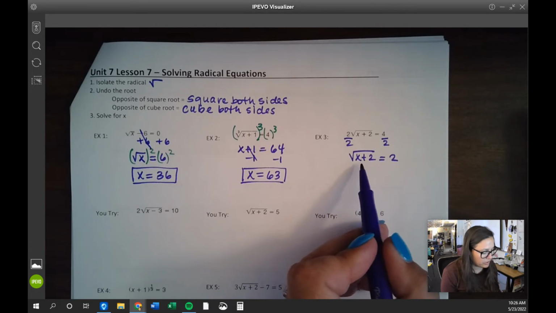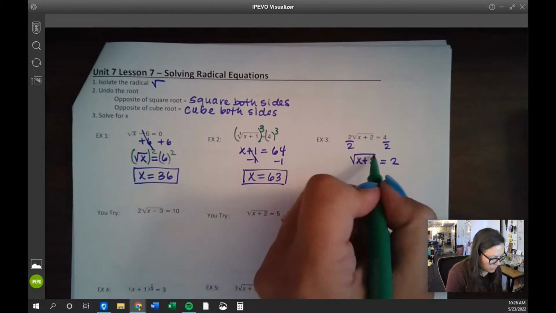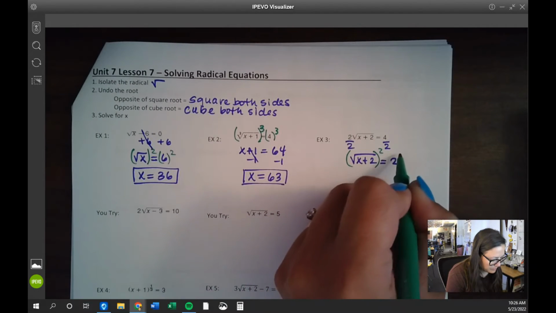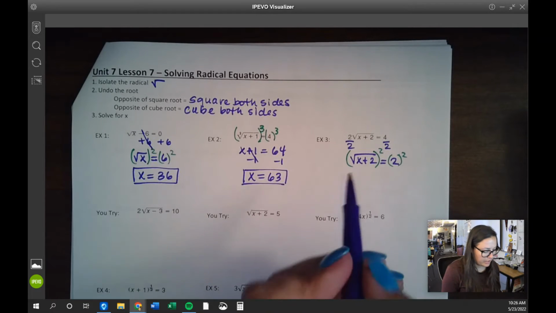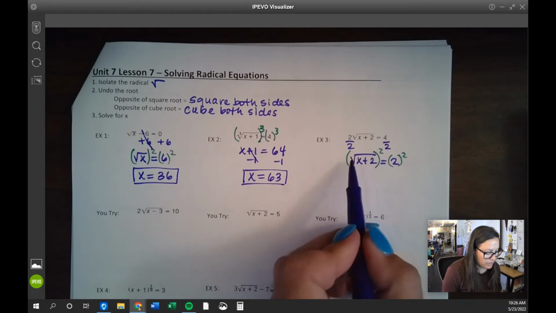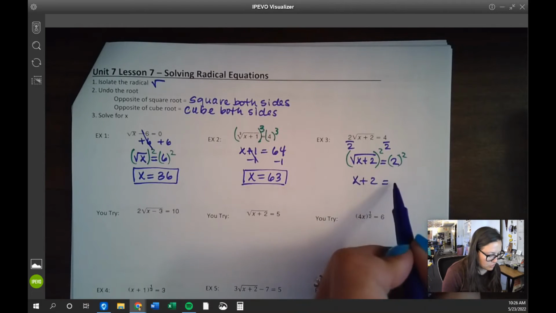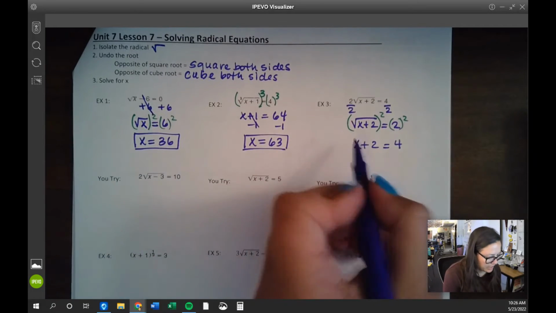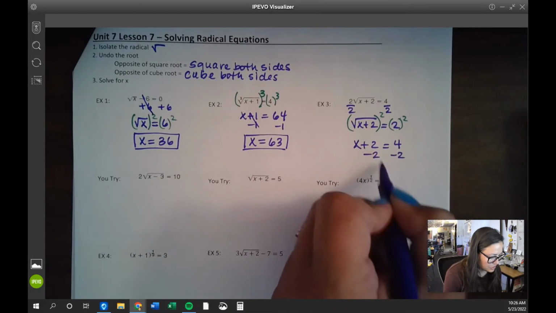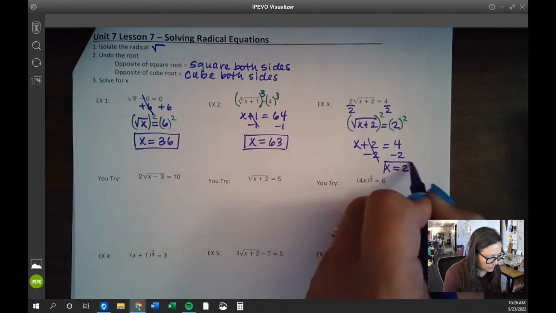Now I have the square root here. So the opposite of square root is to square both sides. Squaring a square root cancels each other out. I'm left with x plus 2. 2 squared is 4. And last thing I'm going to do is subtract 2 from both sides and get x equals 2.